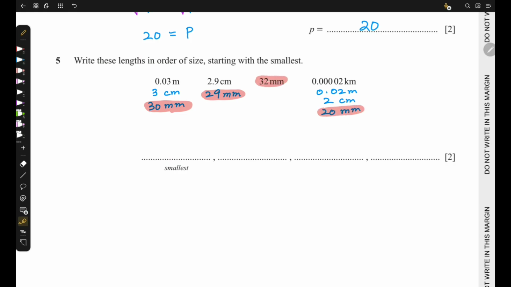The smallest one is 20 millimeters, but I'm going to write down the actual value that was given in the question: 0.0002 kilometers. The second one is 29 millimeters, which is 2.9 centimeters. The third one is 30 millimeters, which is 0.03 meters. And the last one is 32 millimeters.